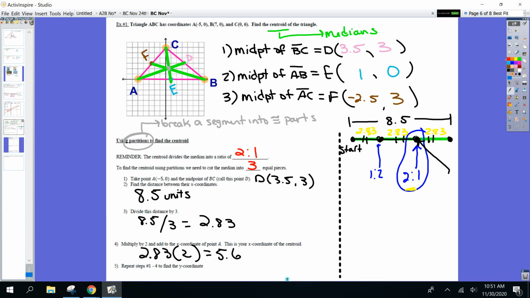It's just from your starting point. I remember I'm breaking this total line segment that is 8.5 units long on the x-axis. To get from -5 to 3.5 is 8.5 units long. I need to break it up into 3 equal pieces. So the only way I do that is if each piece is 2.83 units long. And to get to my 2 to 1 point, my centroid, not only am I going to go 2.83, I got to go another 2.83 to get there.